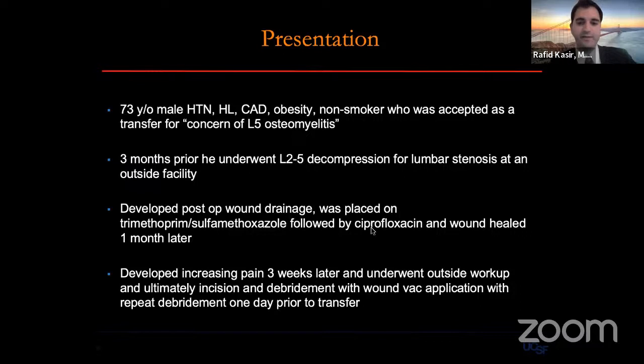They placed him on antibiotics, and the wound did eventually close, but we all know where this is headed. And 3 weeks later, he developed recurrent drainage and underwent an outside workup and ultimately incision and debridement, with a subsequent incision and debridement the night prior to transfer with wound vac application.